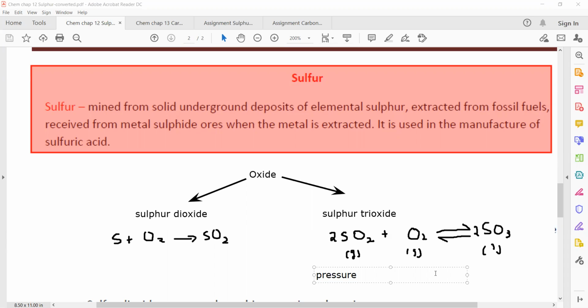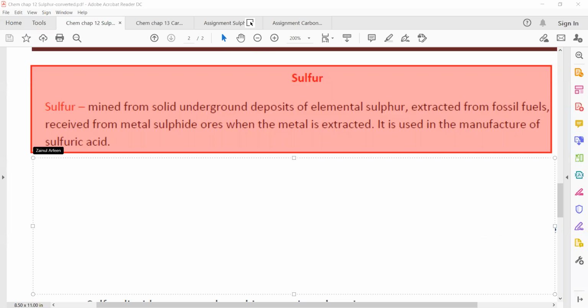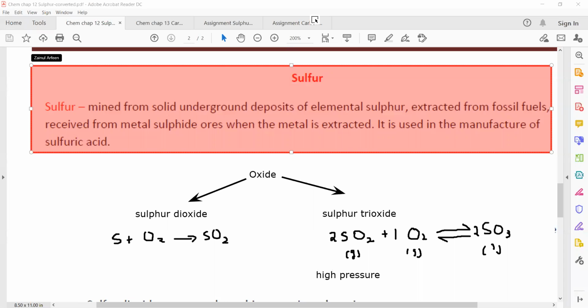Because when a reversible reaction is there, if we increase the pressure, the balance shifts towards the side where fewer particles are present. So you can see there are 3 particles on the reactant side and only 2 particles on the product side. So this prefers high pressure. And this reaction is exothermic. When we say this reaction is exothermic, it means it releases energy.